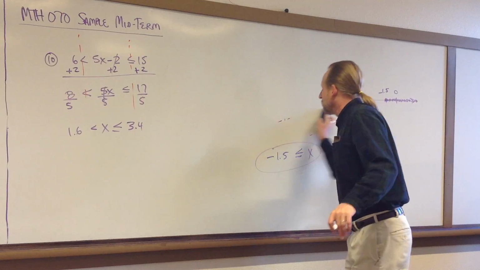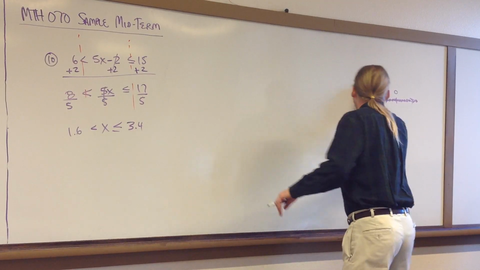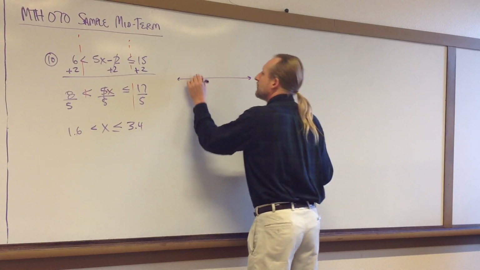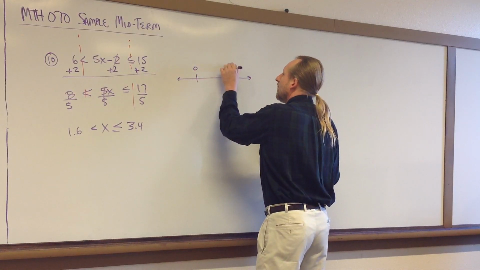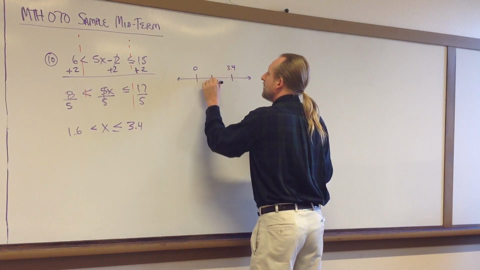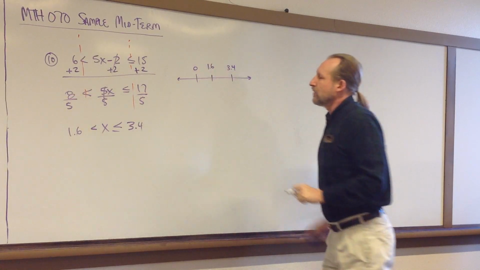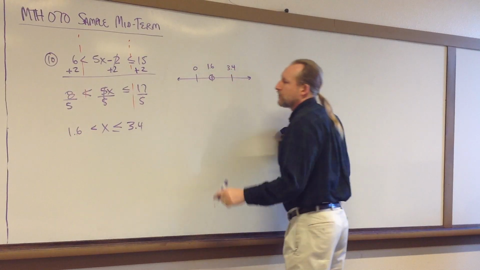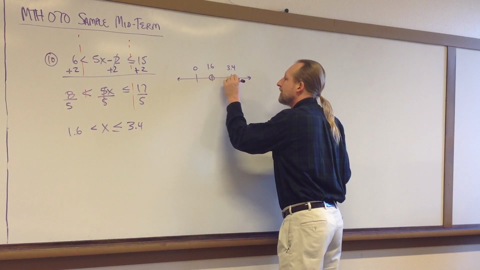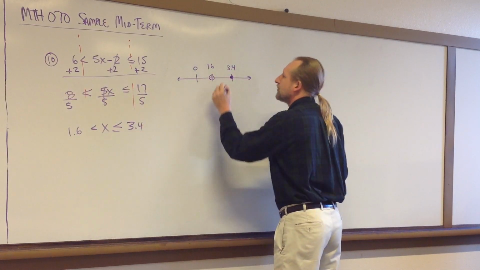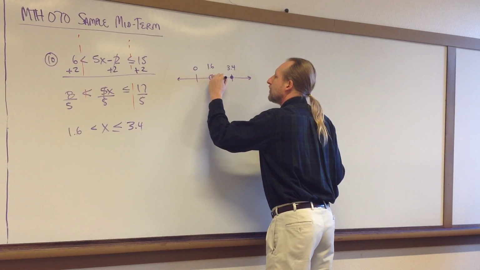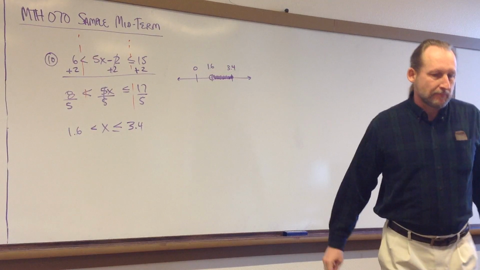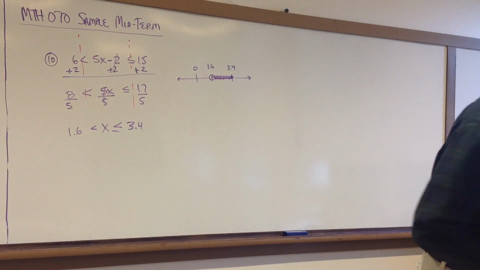And I'm not asking you to be really detailed on your number lines. All we really need to do is put a 0 there, and then 3.4 is here, and we can put 1.6 there. This one gets an open circle because it's not equal to. This one gets a shaded circle because of that equals to on there. And then we want all the numbers in between there. Okay, so that's problem 10.